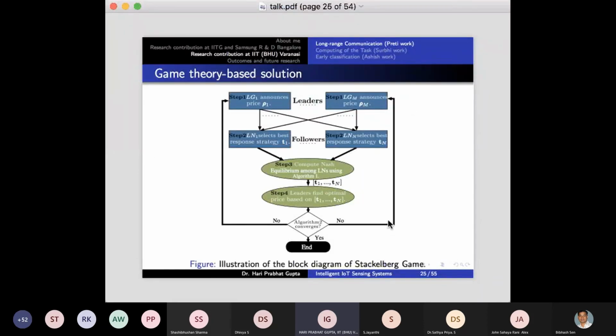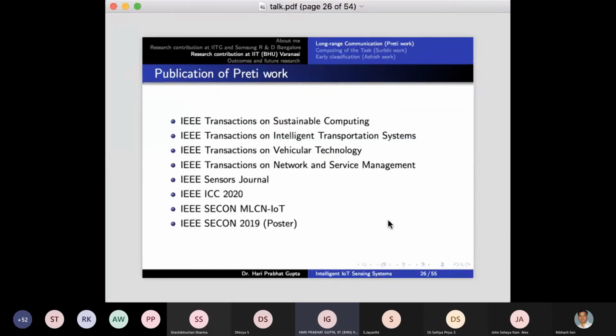So what is it? A stable state indicates, for example, that node I can use SF 7 for 5 minutes, SF 8 for 3 minutes, then SF 9, SF 10 for a given time period. This is the stable state, the solution. This work, where we considered the 3 problems, we published in 4 transactions papers, in Sustainable Computing, IEEE Transactions on Intelligent Transportation Systems, Vehicular Technology, and Network and Service Management. We also published LoRa work in IEEE ICC and posters.